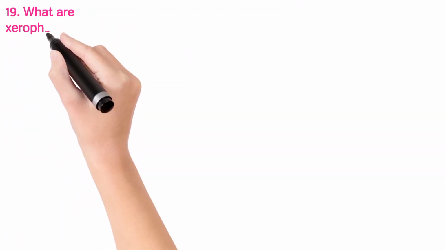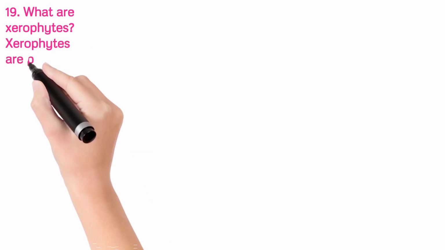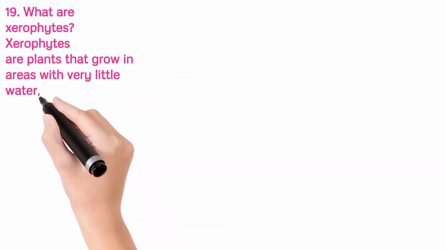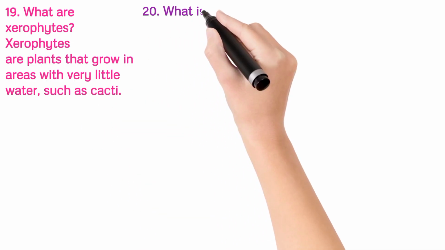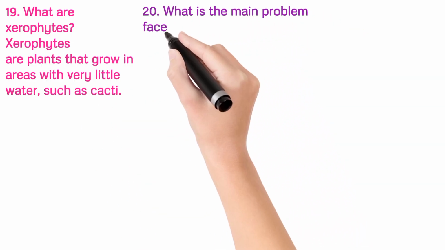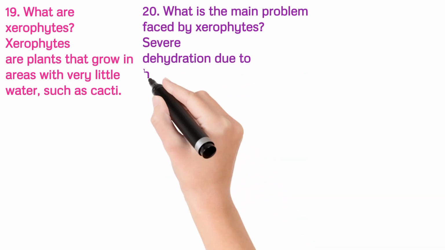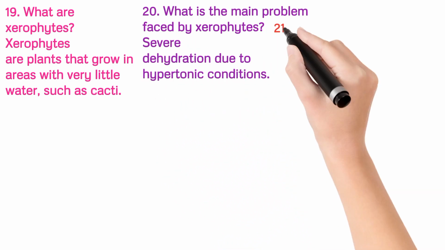19. What are xerophytes? Xerophytes are plants that grow in areas with very little water, such as cacti. 20. What is the main problem faced by xerophytes? Severe dehydration due to hypertonic condition.